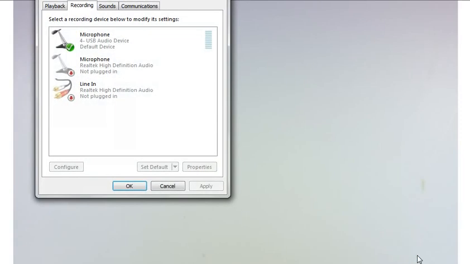All right. Checking the sound, recording devices. All right, we still have sound. That's good.